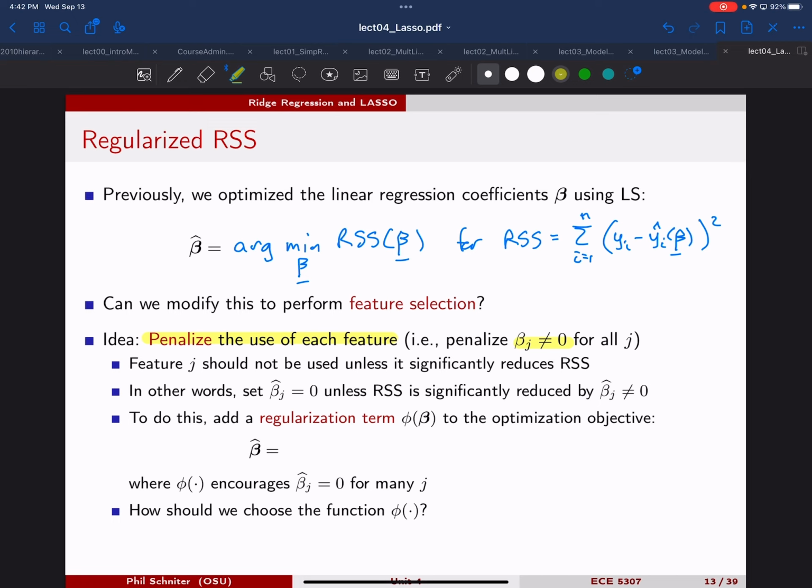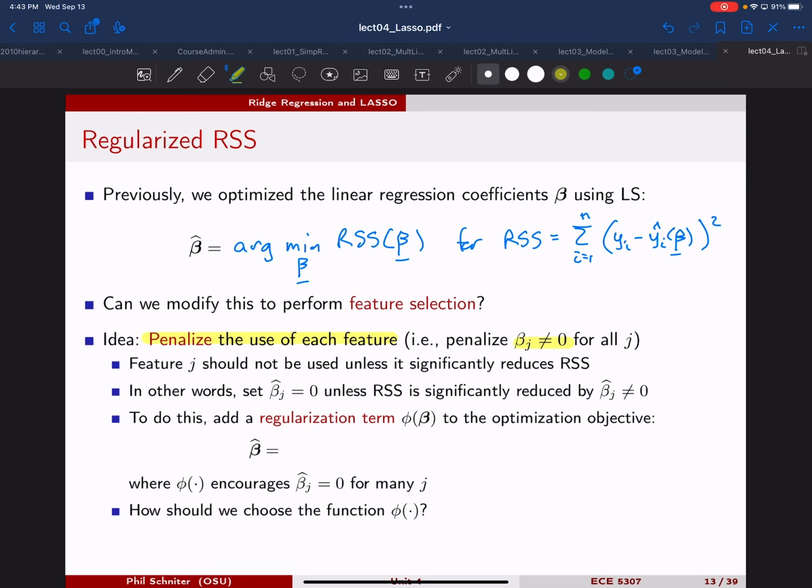Because if I set beta equal to 0, that means I'm going to cancel the presence of that feature in the model. It's just 0 times that feature. It's gone. So to use a feature, we're talking about beta being non-zero. So I want to add some penalty function that penalizes non-zero betas. Somehow, maybe like the larger beta is, the more penalty we get, something like that.